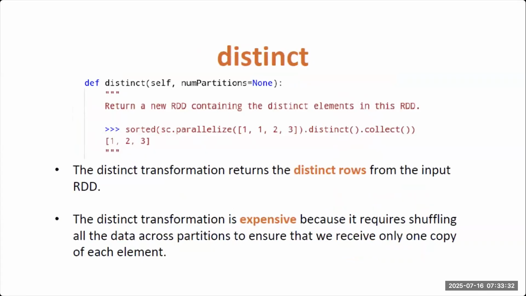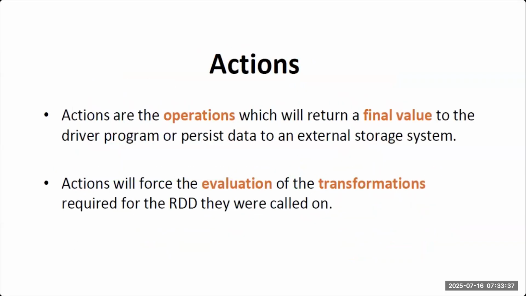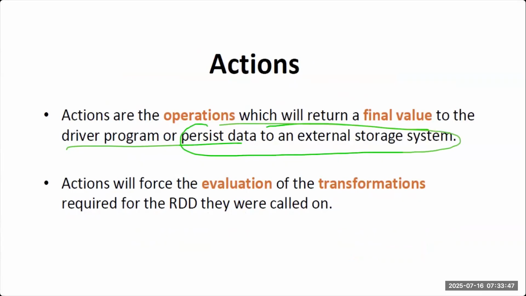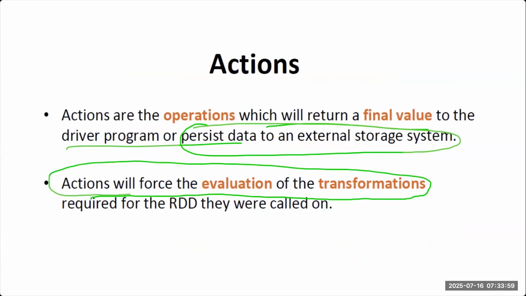Distinct is also a transformation. Distinct, as the name tells, will return you the distinct rows. Action, we understood, will return the final value to the driver program or persist data to an external storage system, meaning you can save it or store it in another storage system. Action will force the evaluation of transformations, right? As I told you, unless you invoke an action, it won't do anything. So you can say that action will force the evaluation of transformations required by the RDD.